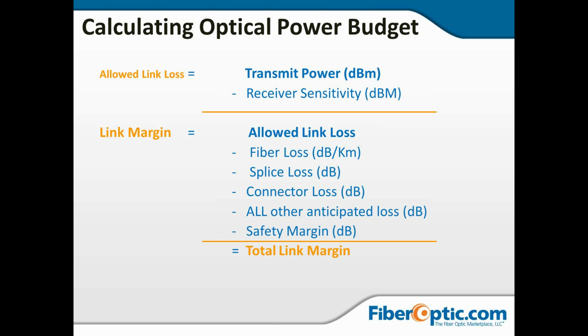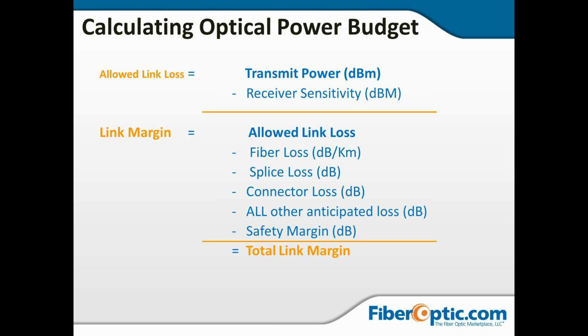Then we have to look at our link margin, all of the things we talked about on the previous slide: our fiber, our splice losses, our connector losses, other anticipated losses, everything we can think of, and a safety margin, and we're going to total up our link margin. If that link margin is less than the power budget based on transmit power and receiver sensitivity, then the link should work. If that link margin is greater than the power budget, then the system will never function.